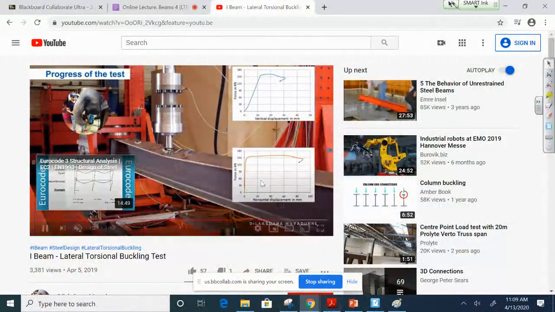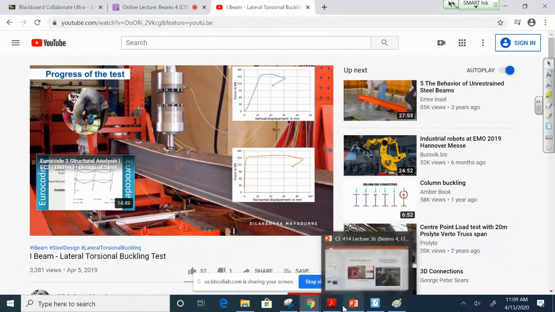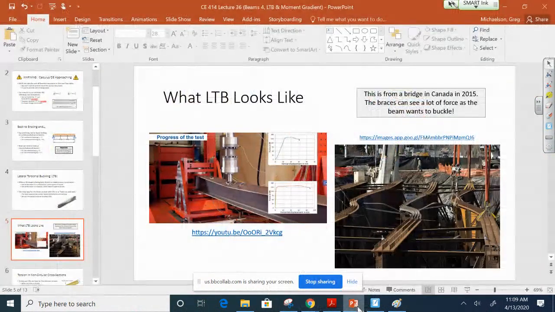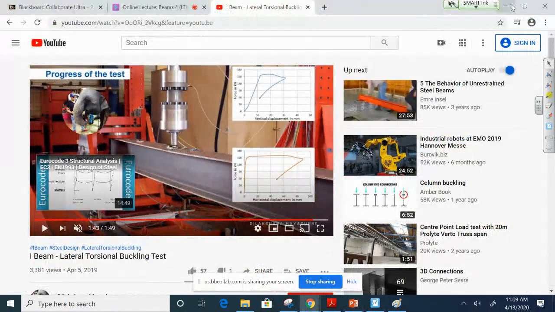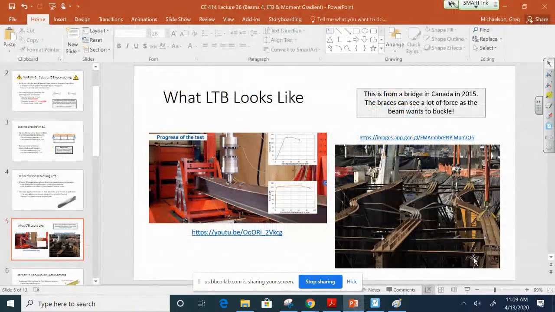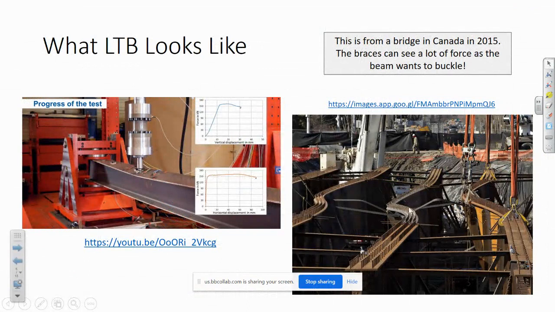I also found this image. This is from a bridge in Canada, and let me pause this so it doesn't autoplay the next video. This is from a bridge in Canada in 2015, and you can see that the bridge has undergone buckling. You can see the same thing happened. It sort of kicked out, and you can kind of see that the beam twisted.